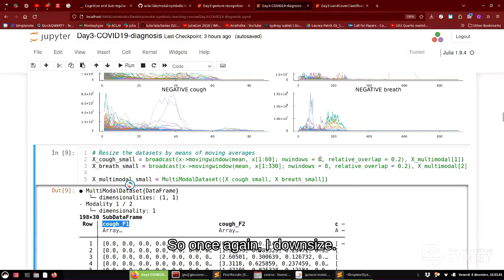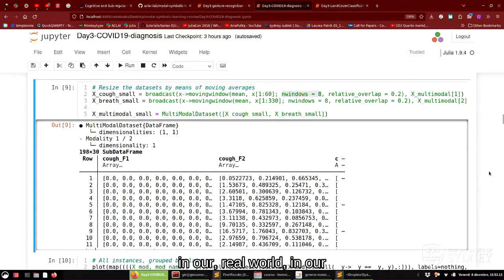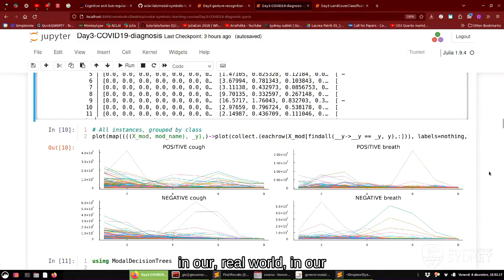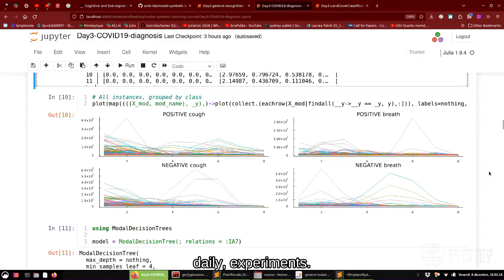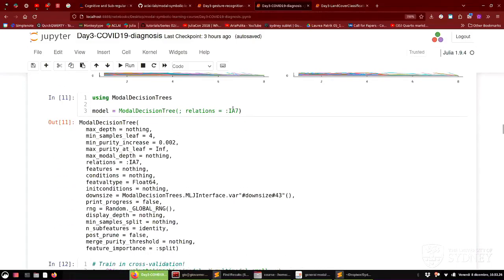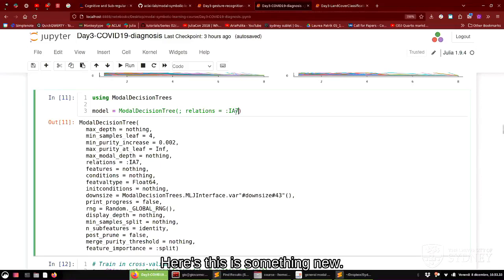So once again, I downsize. It's a toy example, so let's say at 8 points. I think we played with 20 to 30 to maybe 50 points in our real world, in our daily experiments. So then they look like this. Still okay, and I'm going to do the same that I did earlier.